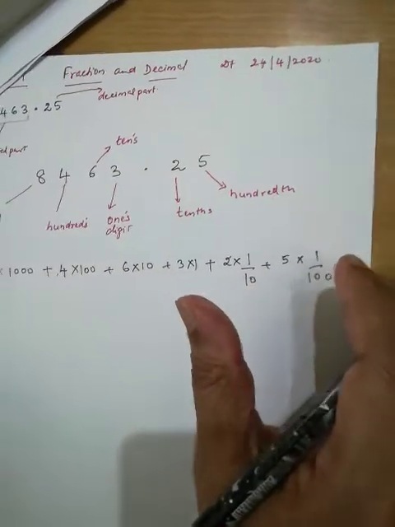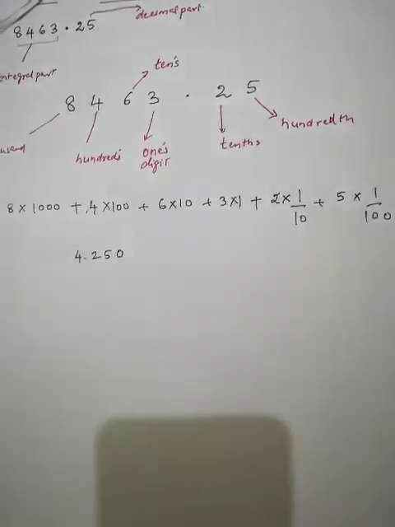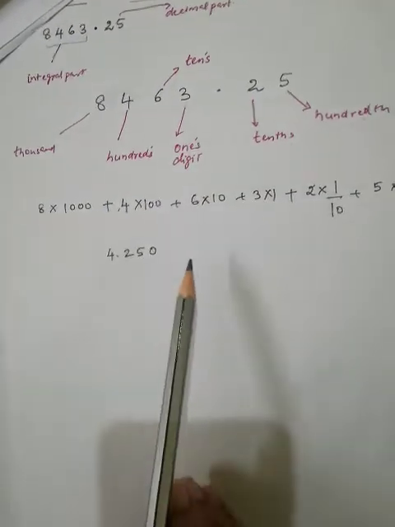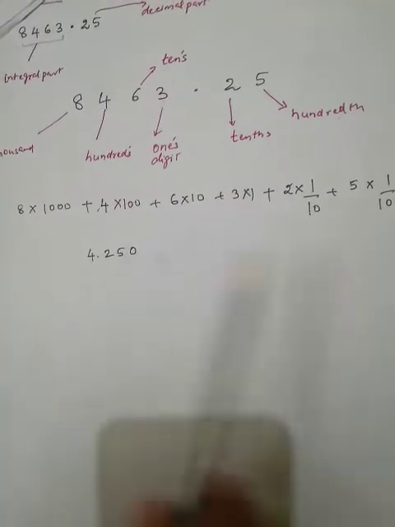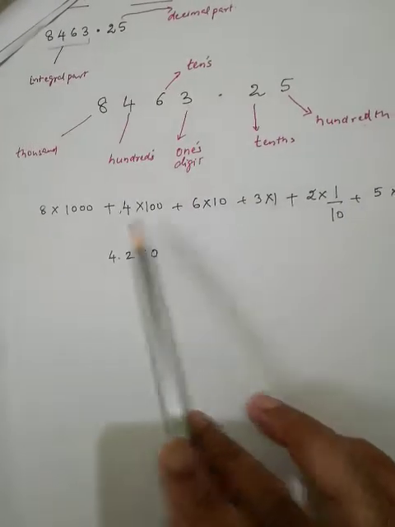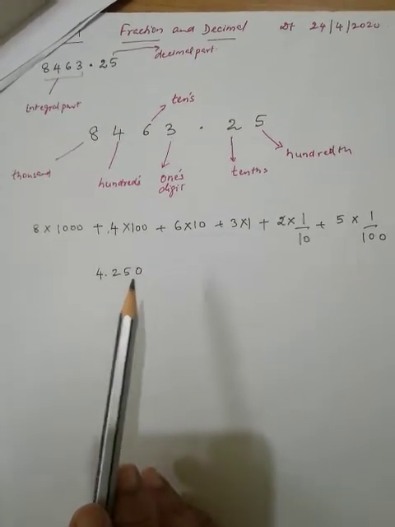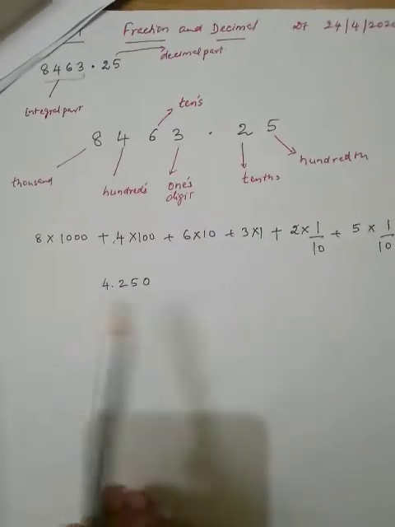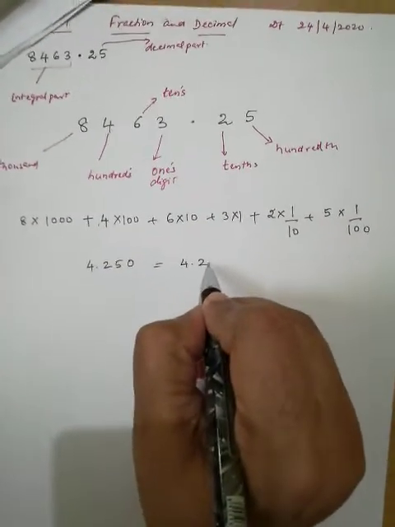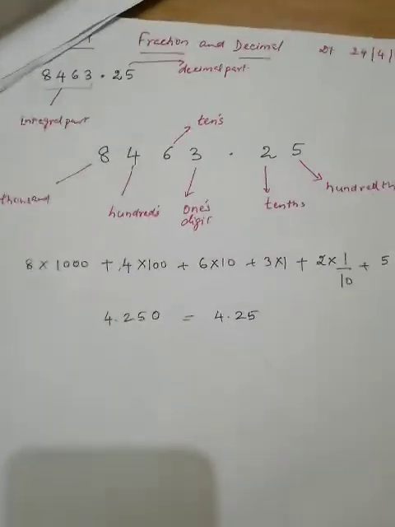Okay, now any number, suppose 4.250 is there, an extra 0 written at the end of the decimal number does not change its value. If you write here 0 into 1 by 1000, the value will not change, right? So after the decimal number, if extra zeros are written, they have no value. So 4.25 is equal to 4.250, which is equal to 4.25 itself.